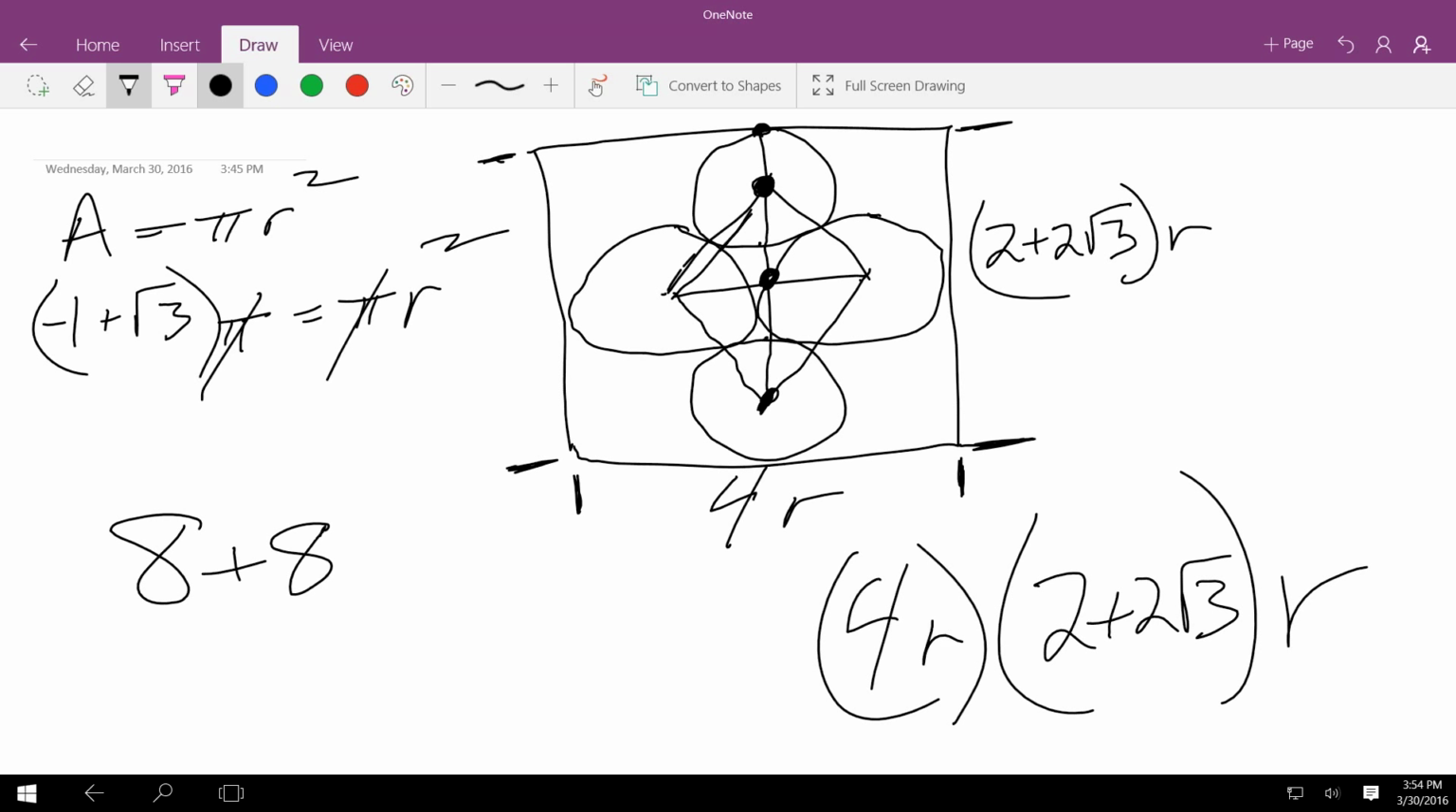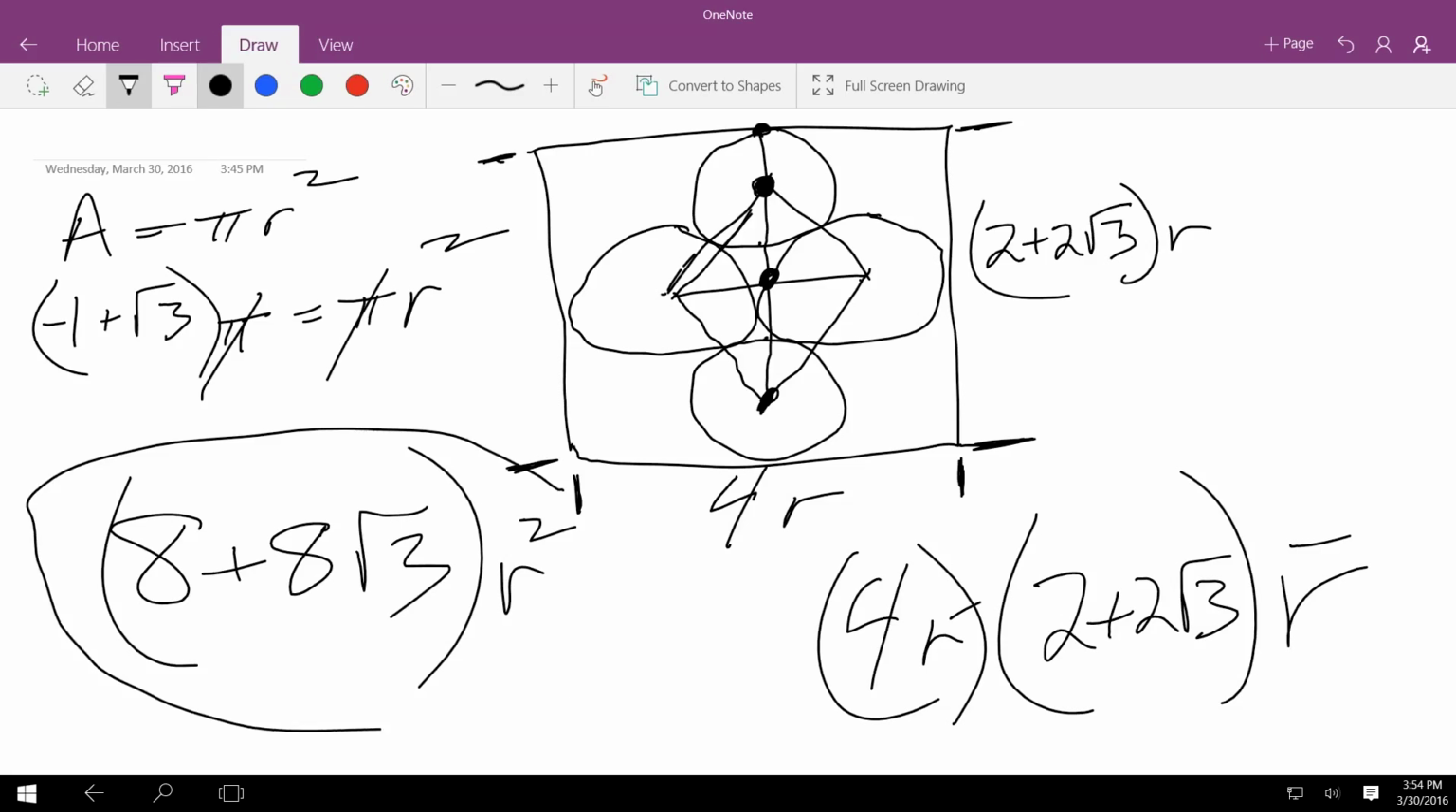Okay, so it's 8 plus 8 root 3 times what? Times R times R. Times R squared, right? In other words, if I multiply this R times this R, that's R squared. If I multiply the 4 times what's in the parentheses there, it's over here. So this is the area of the rectangle. And now notice a nice thing happens. We never actually had to solve for R. We solved for R squared. And that's all we need.